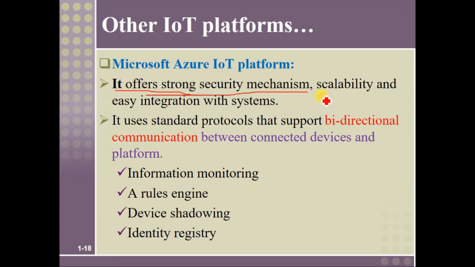Not only does it address security, it also makes our system scalable and easy to integrate with other systems. Microsoft Azure uses a standard protocol that can support bidirectional communication between connected devices and the platform. Bidirectional communication means communication from both sides, from the platform and from the interconnected devices. It paves the way for bidirectional communication between interconnected devices within its platform.